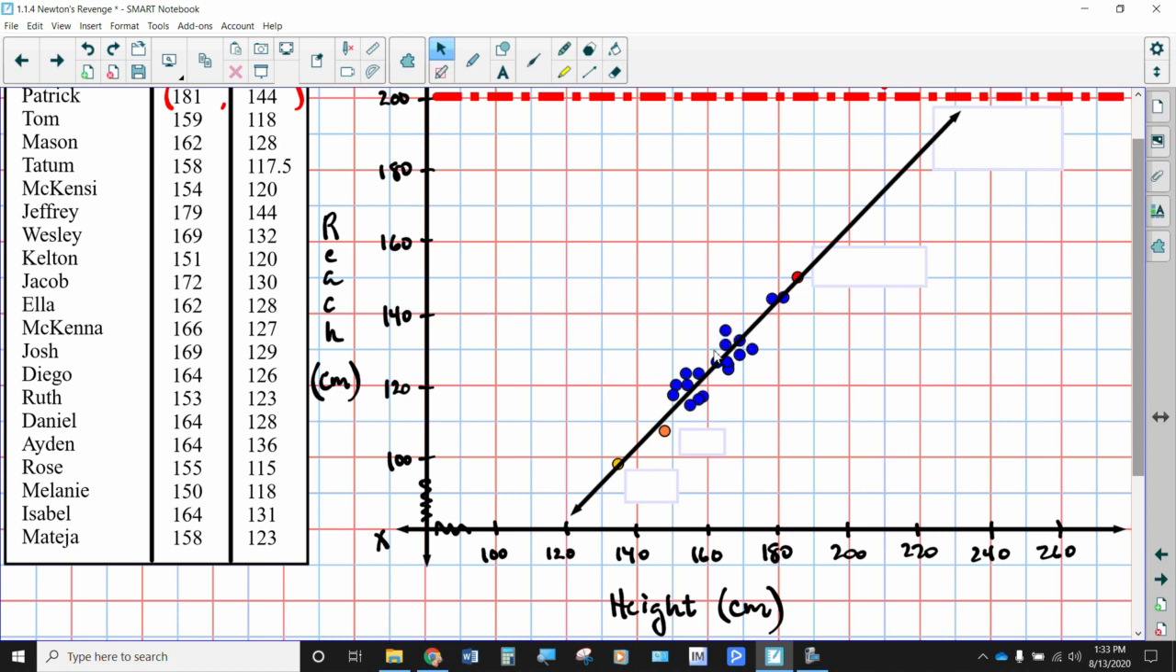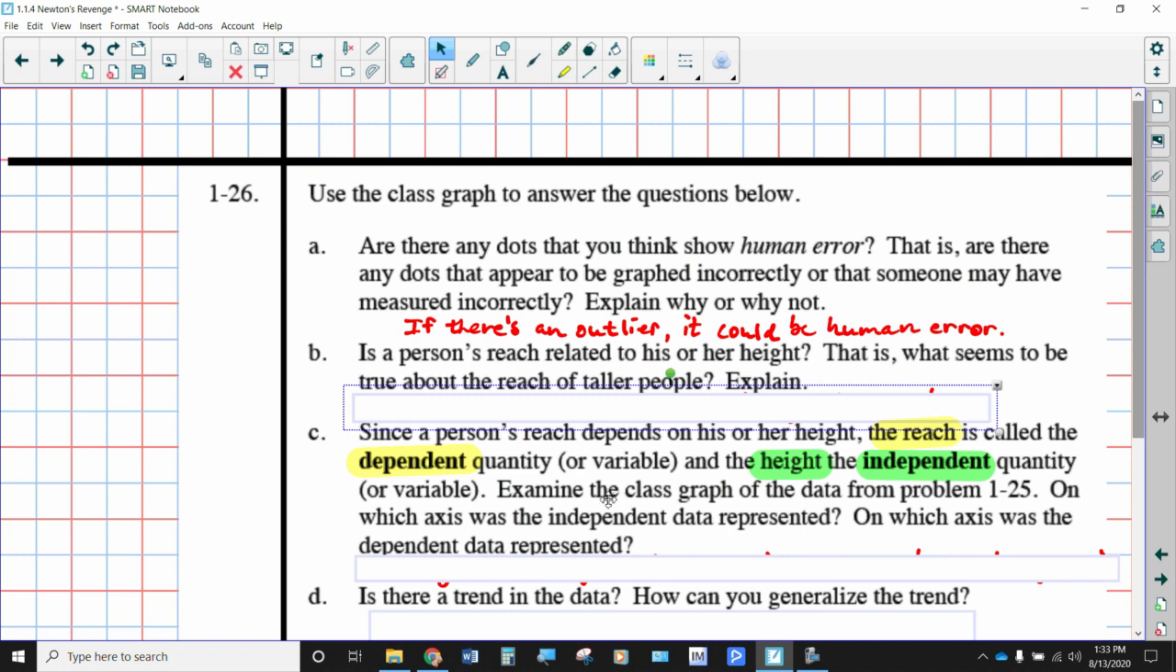But if you started having these all over the place, then you wouldn't be able to draw any conclusions. If you had a bunch of points here and then they were descending in this direction, then that would imply that the taller you are, the shorter your reach is, which is not this situation at all. This is definitely saying there is a correlation between a person's height and their reach. The taller they are, the longer their arms tend to be, so the longer their reach is.